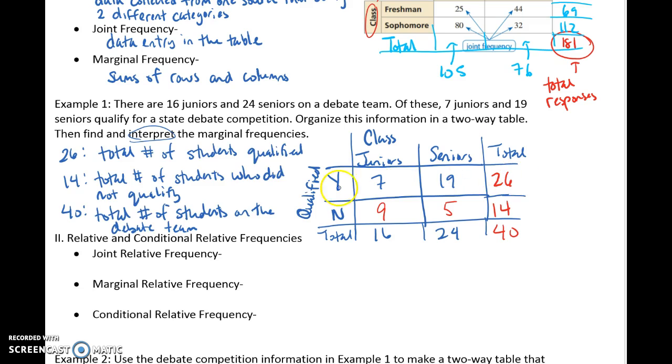So if you just go by the rows, right, 26 are the total people who qualified, juniors and seniors who qualified. 14, the number of juniors and seniors who didn't qualify. And 40 should be the total number of people on that debate team. Okay?